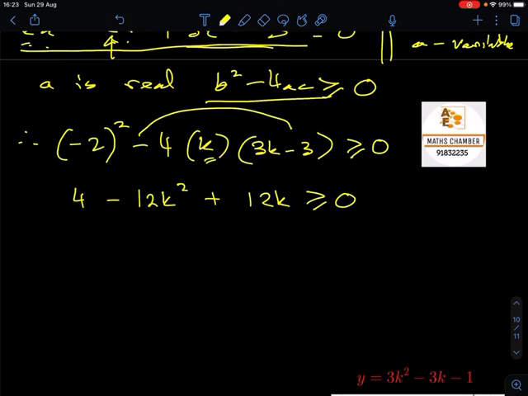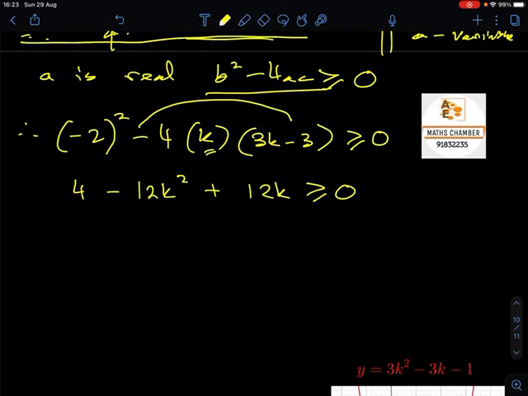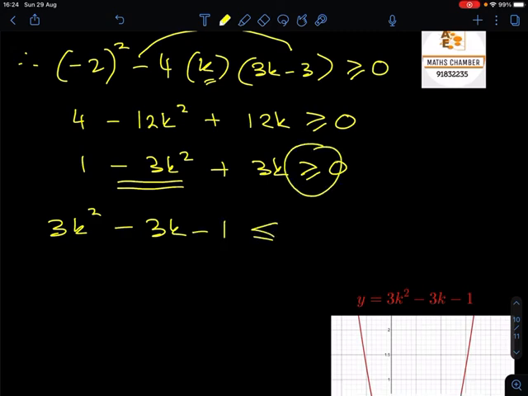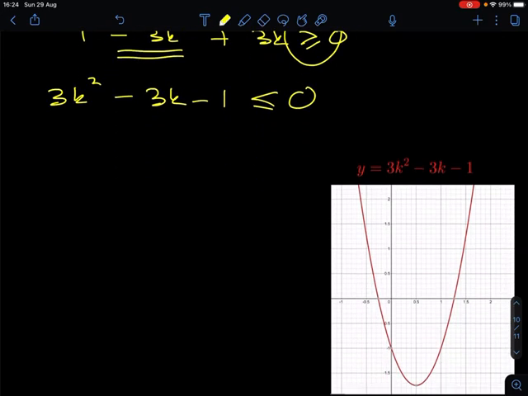And then after that we can always simplify further, so divide everything by 4, so 1 minus 3k squared plus 3k is greater than or equal to 0. Now we have to make sure that the k squared is positive, so we have 3k squared minus 3k minus 1, and we have to change the inequality symbol, so it becomes less than or equal to 0. I will explain this in terms of the graphical method, in greater detail later.